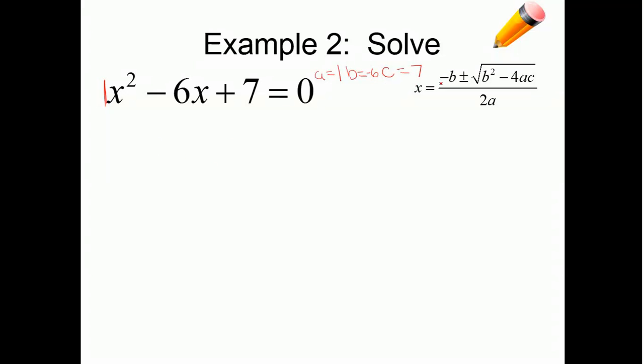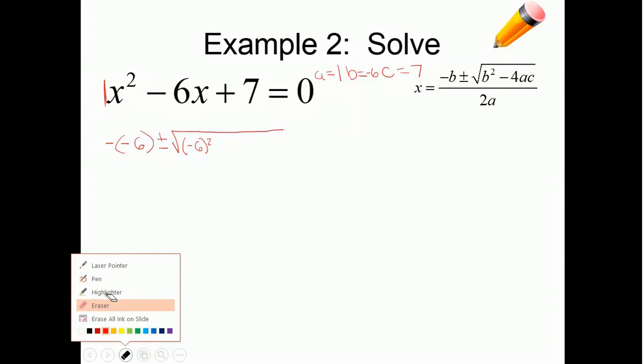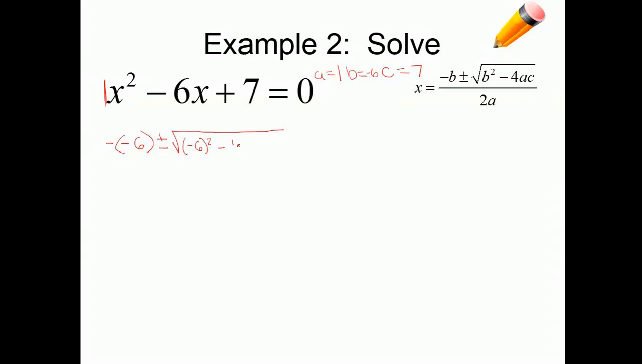So I got negative B. Well, B is already negative, so it's going to actually be a negative 6. Be careful when your B is negative, so you don't forget that second negative. So now B squared, that's negative 6 squared, minus 4 times my A, which is 1, times my C, which is 7, all over 2 times my A, which is 1.